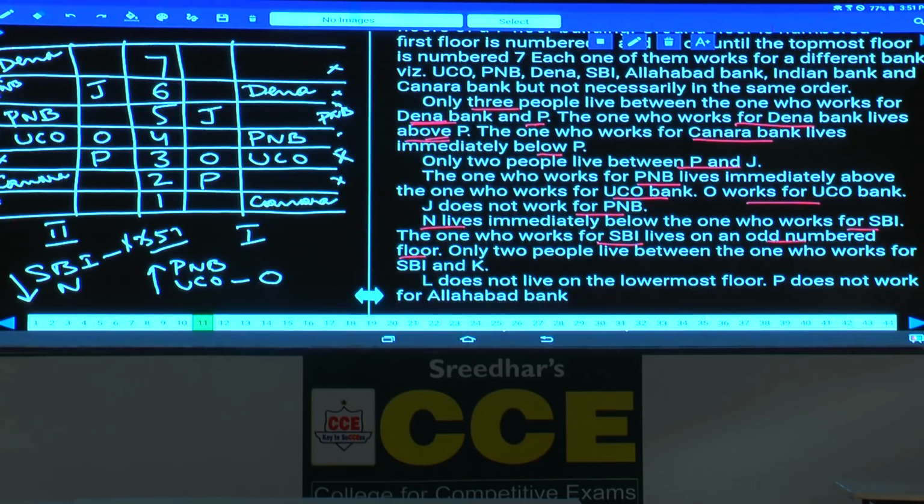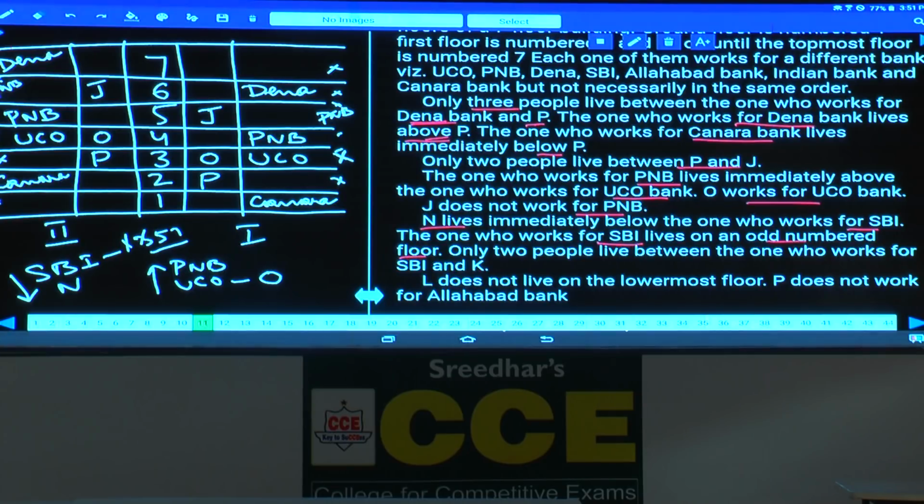Isn't it? If you take 5th floor here, SBI on the 5th floor, then N will be on the 4th floor. There is a possibility or not? Isn't it? SBI and this one. Or 7th floor SBI, N can be on the 6th floor. There are 2 possibilities for this SBI and N, either on the 5th floor or on the 7th floor. Isn't it?